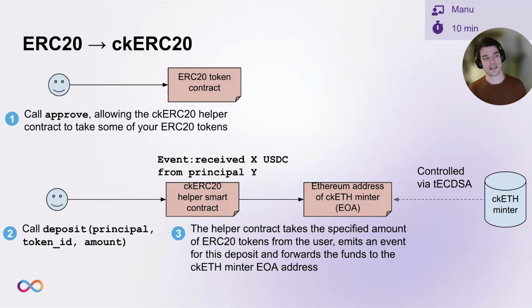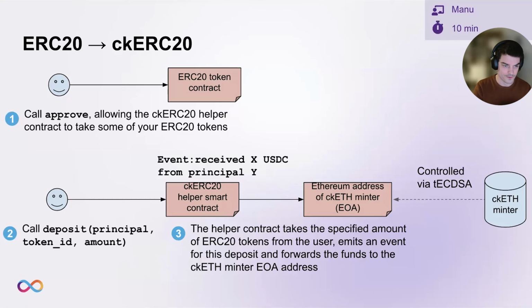And so now a user would be asked to do two steps. First, it would be asked to make an Ethereum transaction saying approve, essentially indicating that this helper smart contract is allowed to take some specified amount of my USDC. This would be the first thing. And the second thing would be calling that ckERC20 helper smart contract, calling some function deposit, essentially saying, please take so many USDC out of my account, and this is my ICP principal. So I want that principal to receive the corresponding ckUSDC.